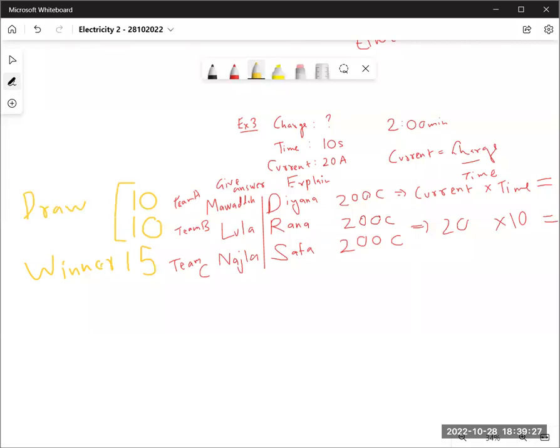Actually, before we conclude, I'll ask one more question, only from Team A and Team B. What is the direction of current? Actually, before that, what is the direction of flow of electrons? I want the answer in the chat. Rana and Diana have to explain. Mavadda, Lula, give the answer quick. Give the answer in the chat: the direction of electron.